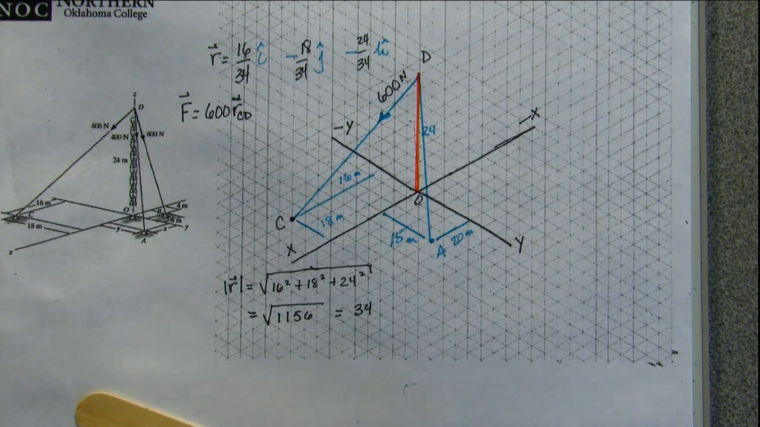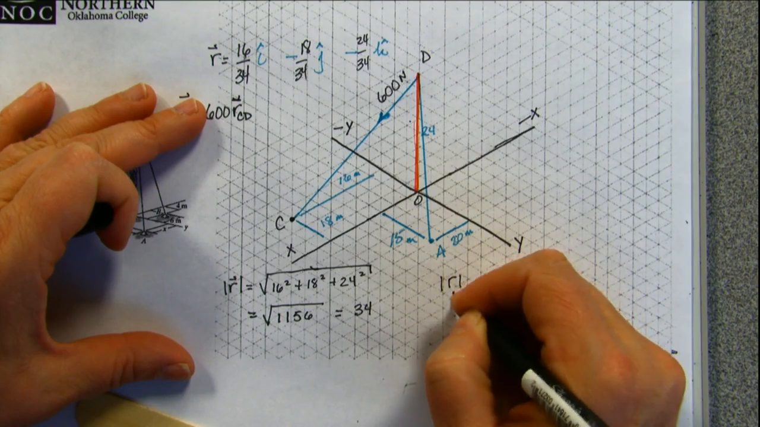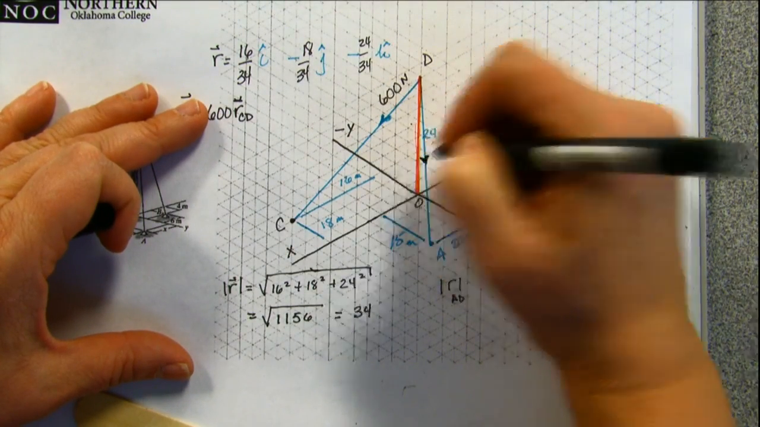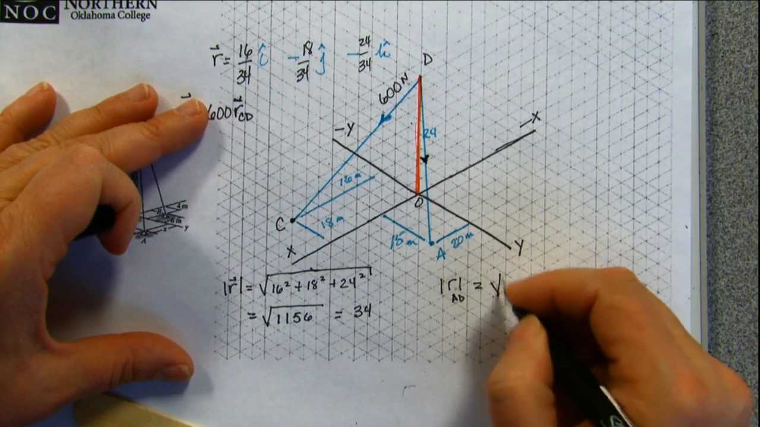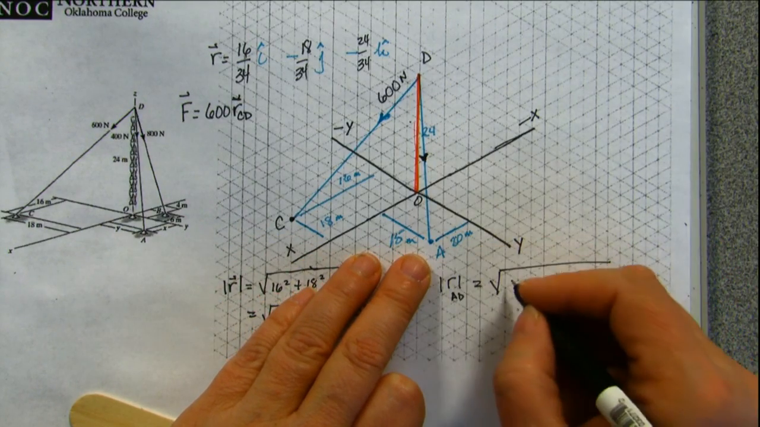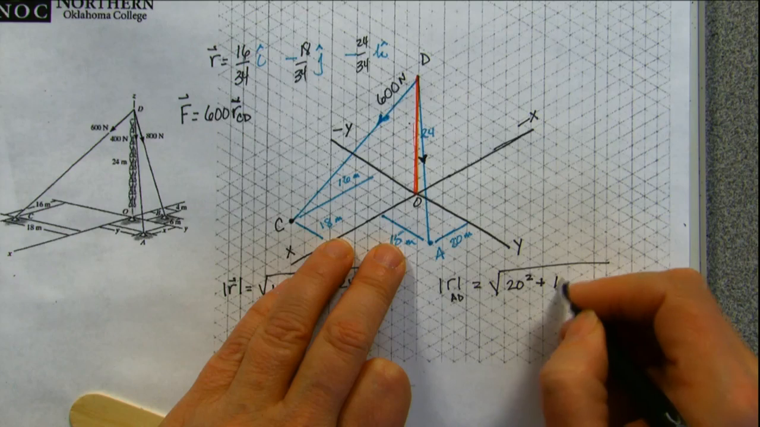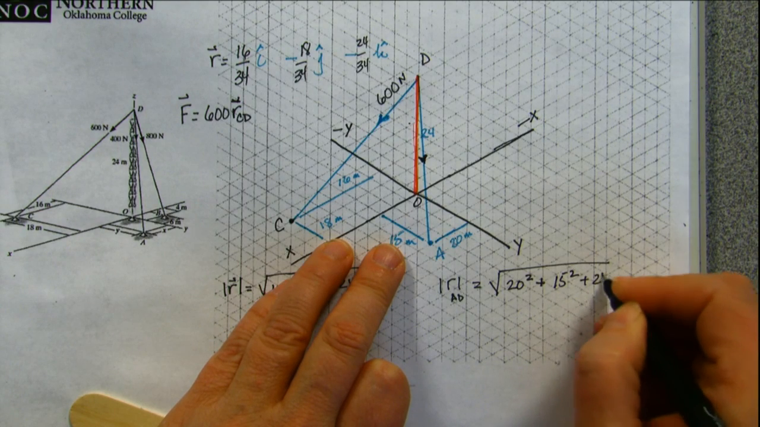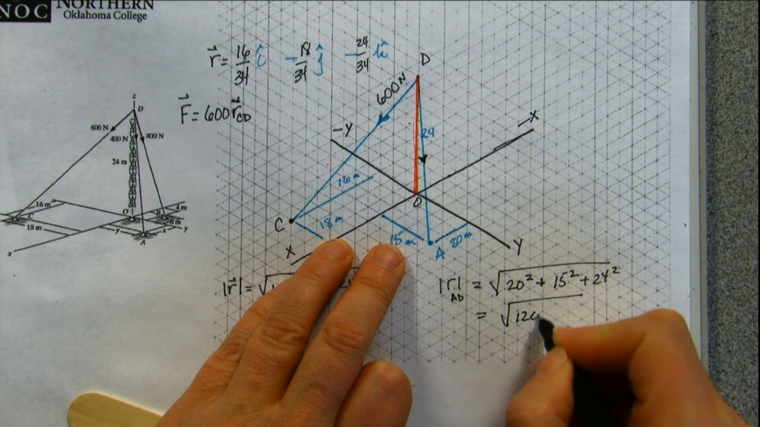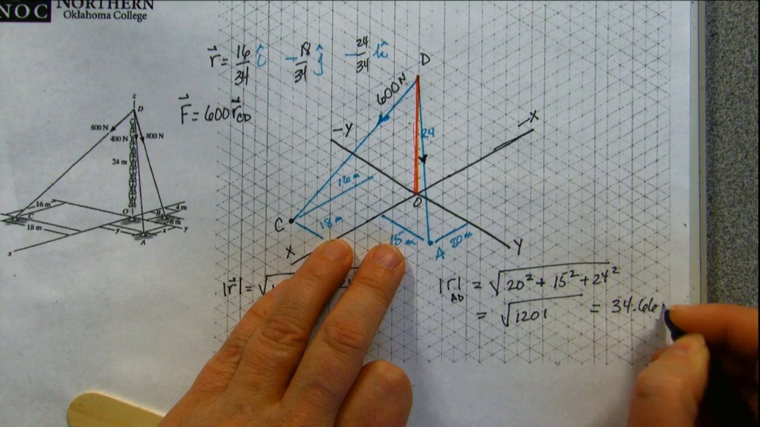But now I can figure out the magnitude of that one pretty quick. The magnitude of RAD, and again, we're told this is going in this direction. We're told that was 20, so that's 20 squared plus 15 squared plus 24 squared, which gives me the square root of 1,201, which gives me 34.66 meters.